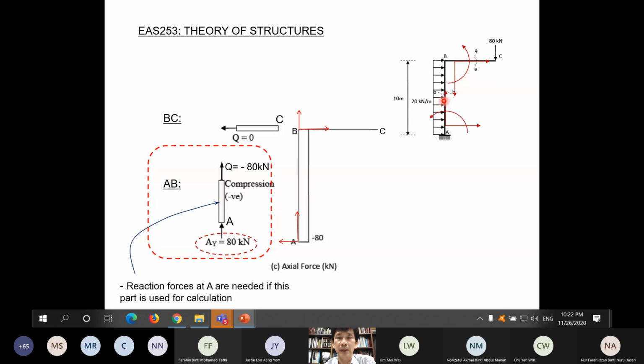Or if you use the other part here, then Q positive is like this. But if you use the other part, you need to calculate the reaction force here. Here we didn't calculate, so that's why we start from this side, because we didn't calculate the reaction force at A.